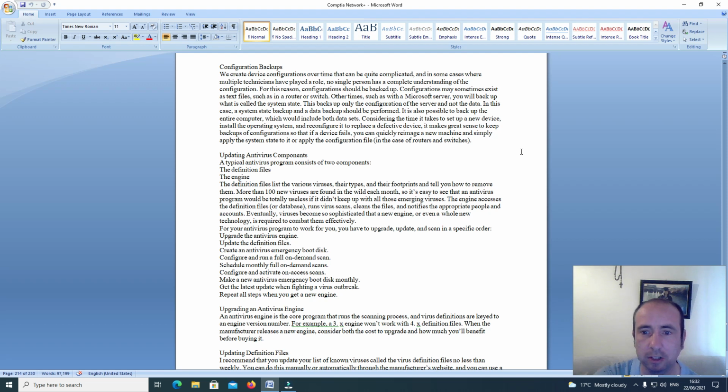It is also possible to back up the entire computer, which would include both data sets. Considering the time it takes to set up a new device, installing the operating system and reconfiguring to replace a defective device, it makes great sense to keep backups of configurations so that if a device fails, you can quickly re-image a new machine and simply apply the system state to it or apply the configuration file in the case of routers and switches.